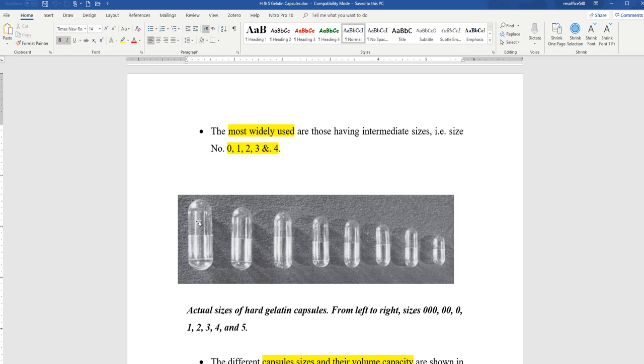Okay, for human use we have 8 sizes, but commonly they use the sizes from 0 to 4, and these are more common. Look, 0, 1, 2, 3, 4. But what about 5? Well, 5 is very small, so the drug must be really in very small quantity to put it here. What about 00 and 000? It's a little bit large, and the patient can have difficulty swallowing these big capsules. Okay.